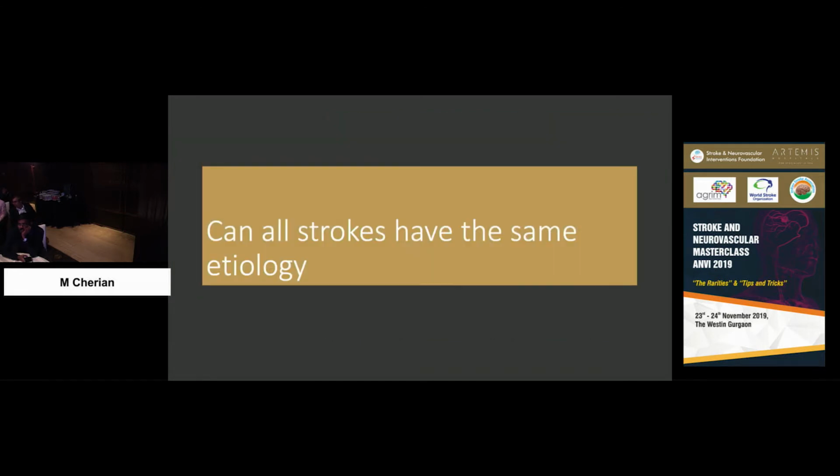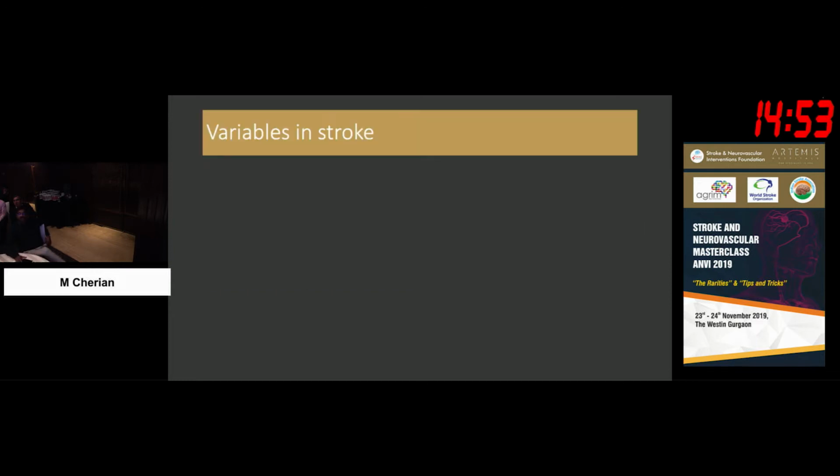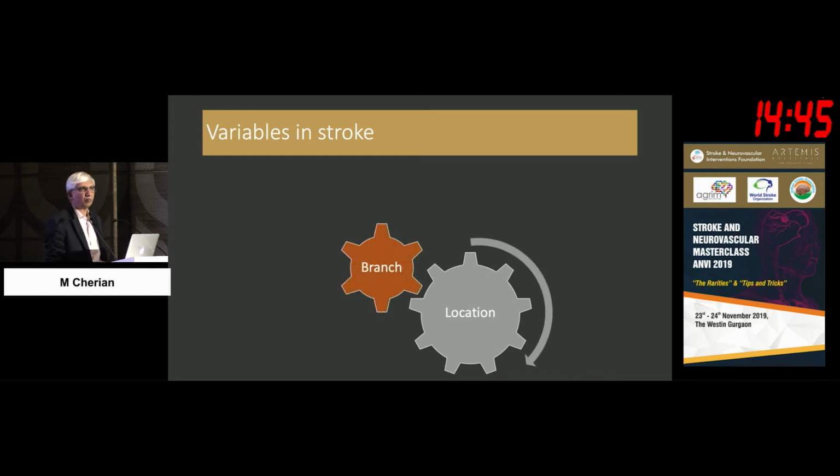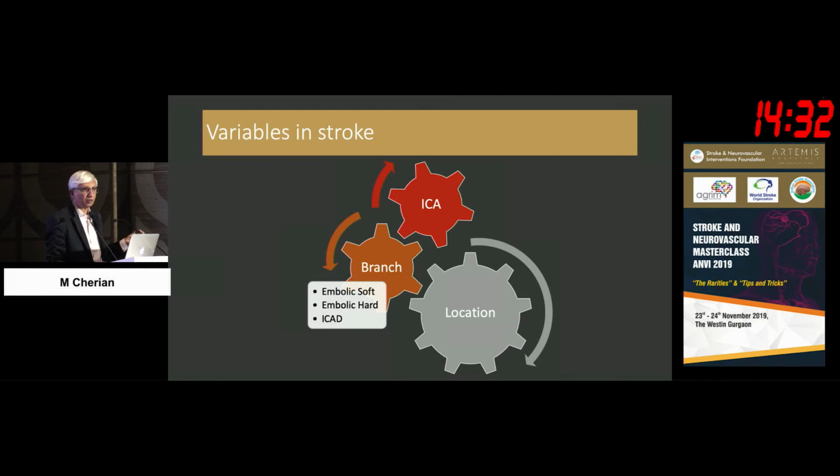And I think we have to understand, can all strokes be treated in the same way, whatever the etiology is? So one has to look and see what are the variables that you'll get in stroke. The first variable is the location. You could have a branch occlusion, or you could have an occlusion of the internal carotid artery. And today we know that the volume of thrombus in both of these is very different, and the approach has to be changed according to that.